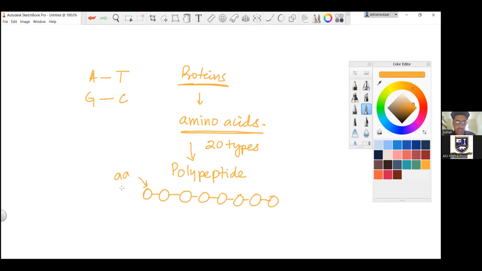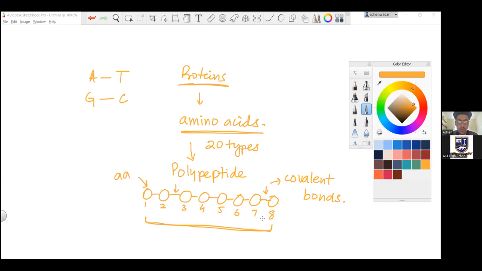I am writing AA, amino acid, okay? So this is the first one, this is the second one, this is the third, fourth, fifth, six, seven, and eight. So this is a protein molecule, okay? This is a simple structure of a protein molecule. It contains a polypeptide, and these are bonds which connect one amino acid with another one, and they are called disulfide bridges, or these are covalent bonds.